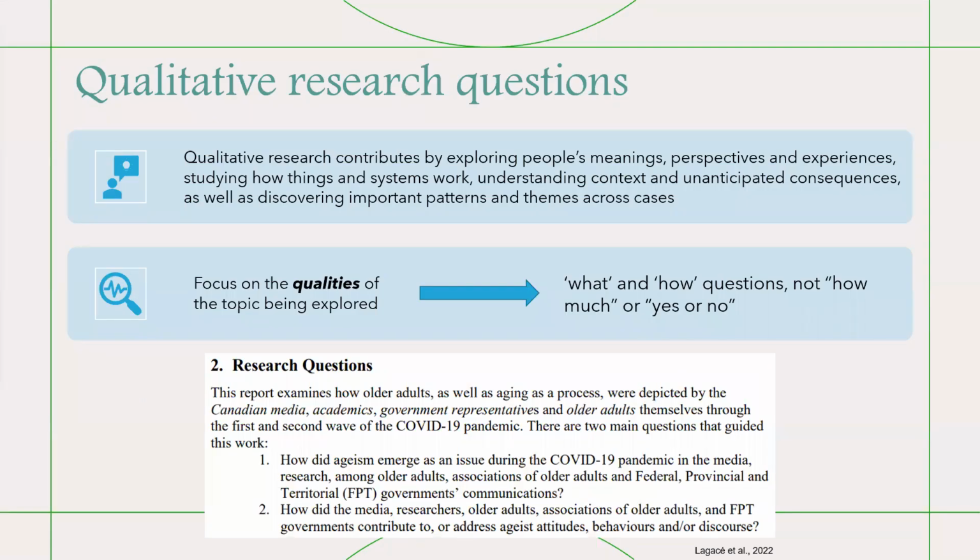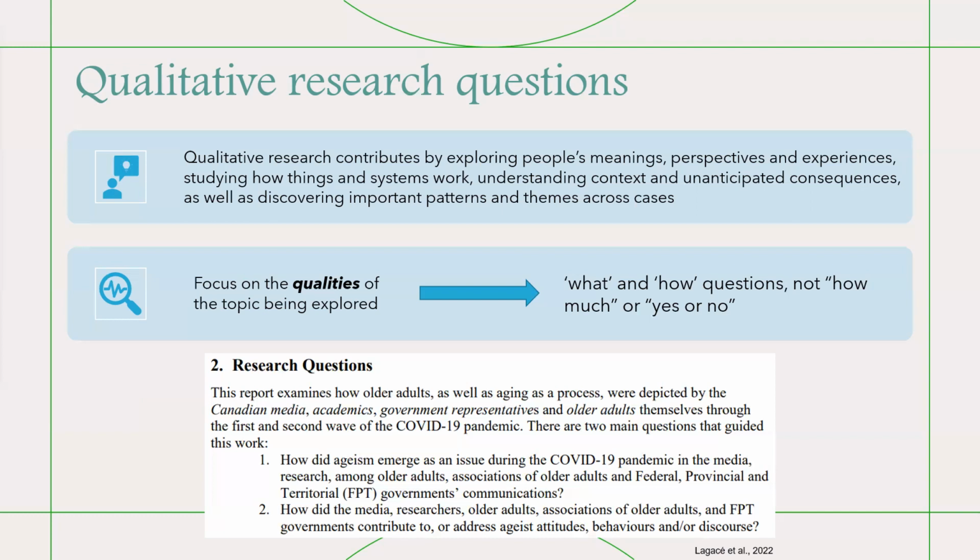So let's talk about the types of research questions that are involved in qualitative studies. Keep in mind that qualitative research projects contribute to the knowledge base by exploring people's meanings, perspectives, and experiences. Here we study how things work, how systems work, understanding context and unexpected consequences. Here we also try to discover important patterns and themes across cases. Qualitative research focuses on the qualities of the topic being explored, rather than degrees or metrics that we see more often in quantitative studies. In focusing on qualities, qualitative research studies ask questions using what and how rather than how much, yes or no, etc.